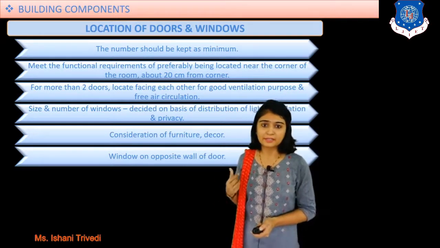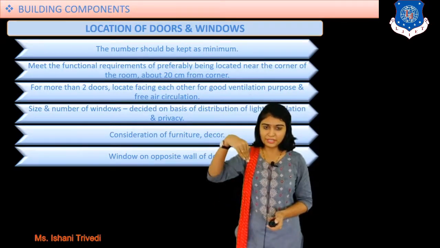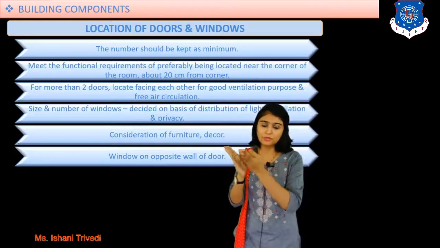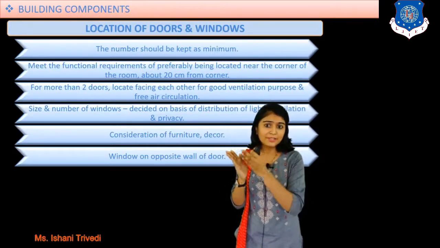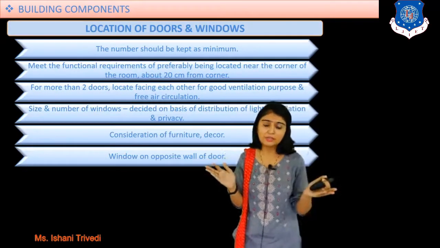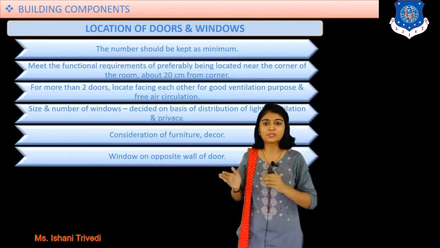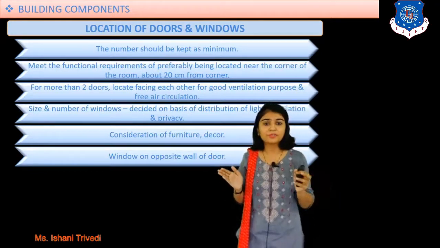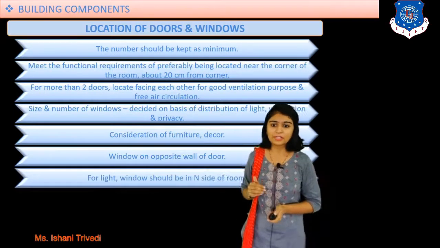Okay, next, if a door is provided over here, then just like two doors, you have to provide the window. If it is facing each other, it is well and good. Otherwise, provide it on the wall opposite the door, then it will have good circulation.